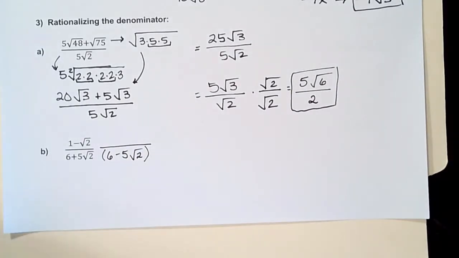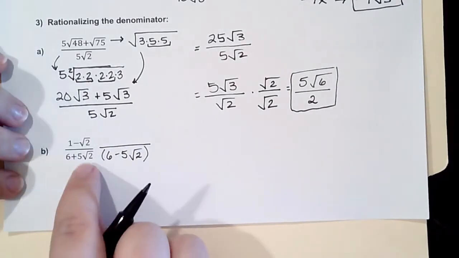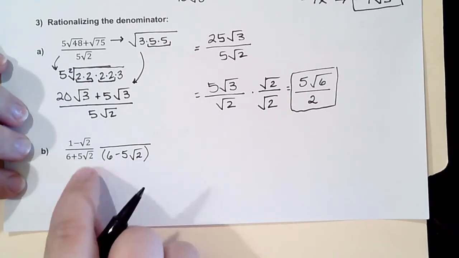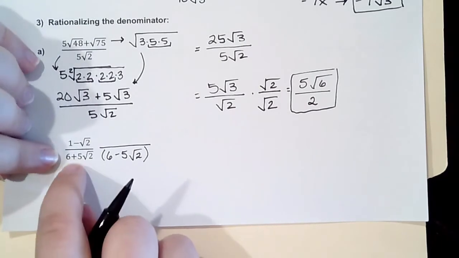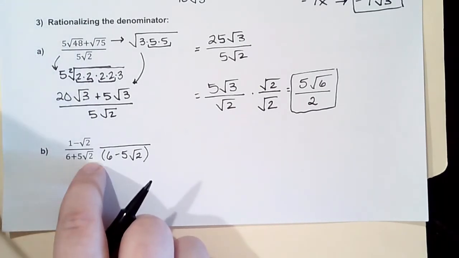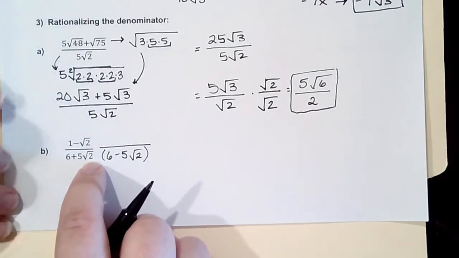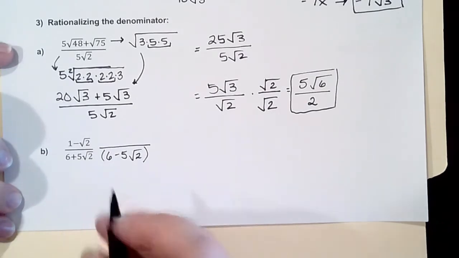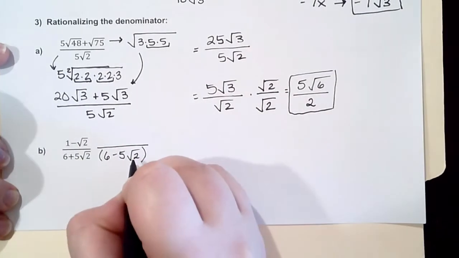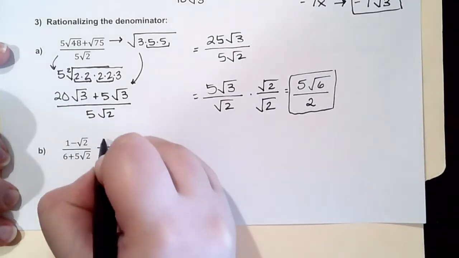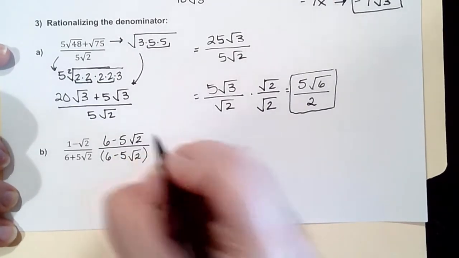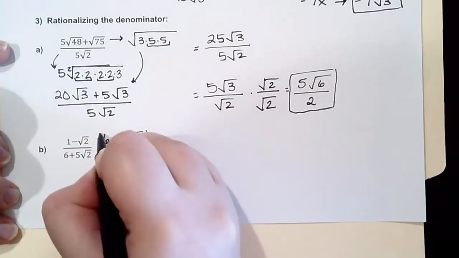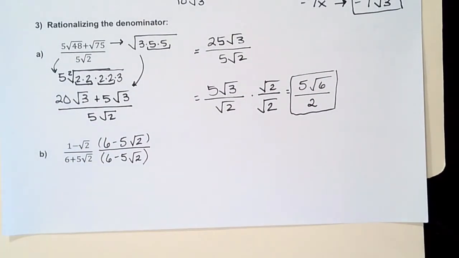By doing this, we are essentially canceling out our root. We can't just multiply by the root as we did in this last one, because then we end up with a ton more on the bottom to deal with, and we want to keep simplifying, not making the problem harder. But again, whatever you do to the bottom, you must do to the top. 6 minus 5 root 2. I like to put it in parentheses just because it's a cohesive idea for me.